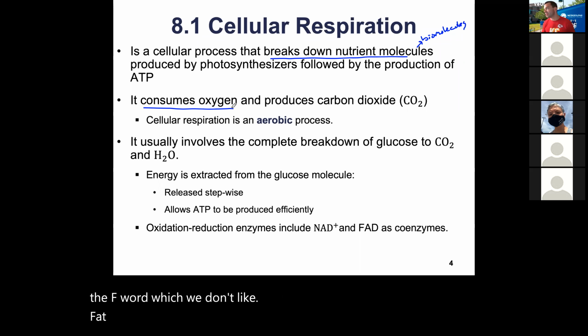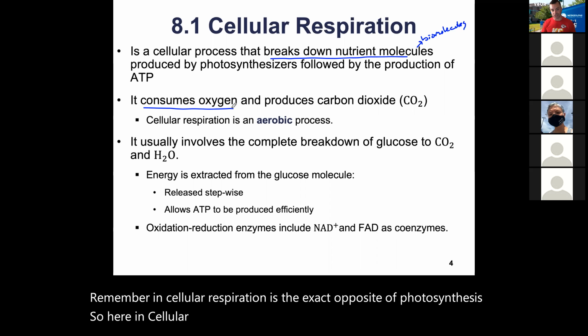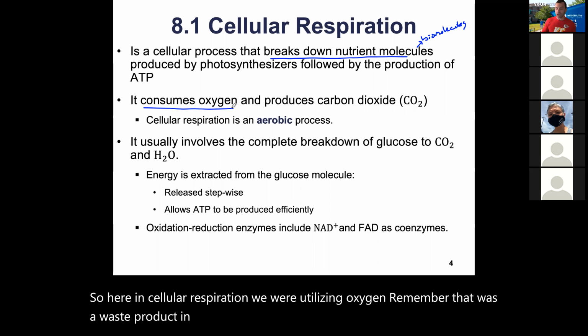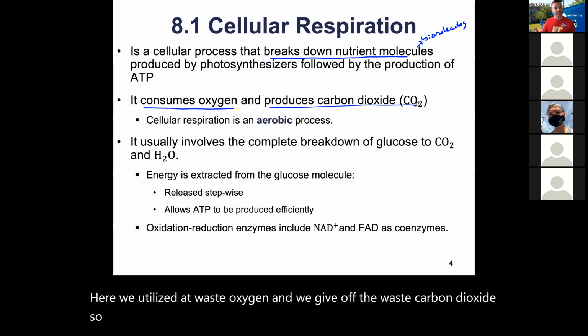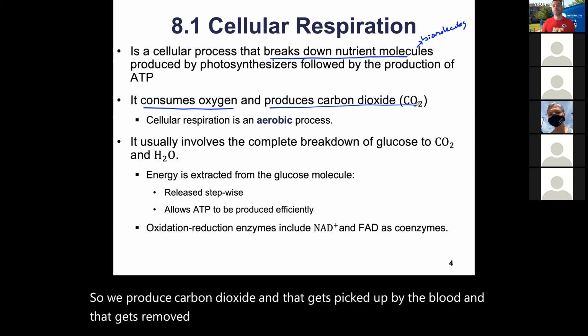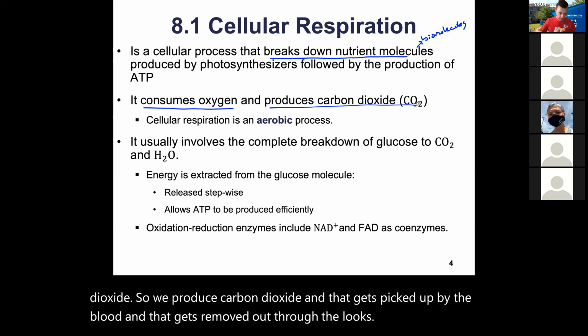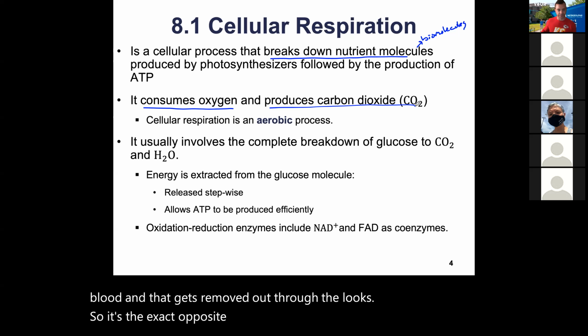Remember, cellular respiration is the exact opposite of photosynthesis. So here in cellular respiration, we are utilizing oxygen. Remember, that was a waste product in photosynthesis. Here, we utilize that waste, oxygen, and we give off the waste, carbon dioxide. So we produce carbon dioxide, and that gets picked up by the blood, and that gets removed out through the lungs. So it's the exact opposite of photosynthesis.